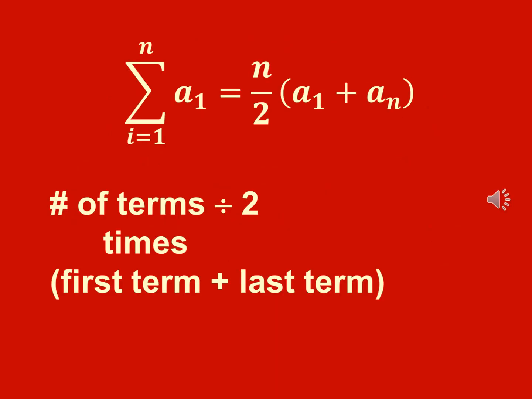And so again, the big thing you want to remember is you always take the number of terms divided by 2, and then in parentheses, first term plus last term. That gives you the sum of any arithmetic series.